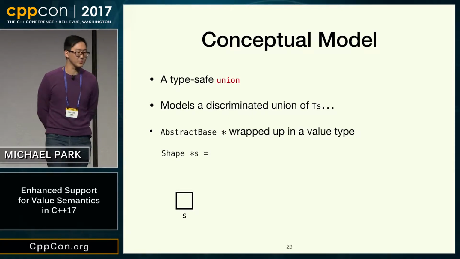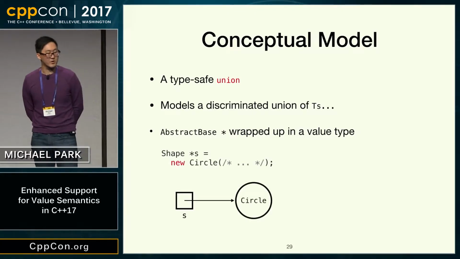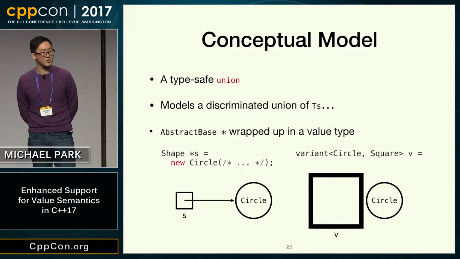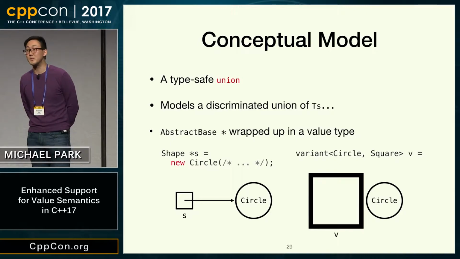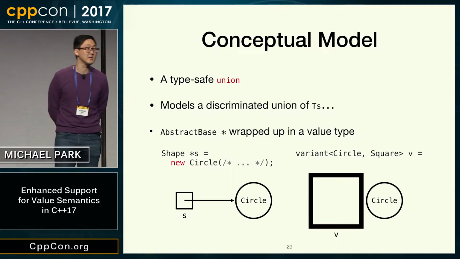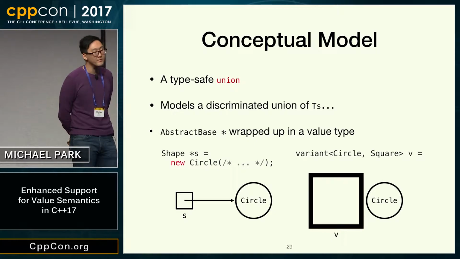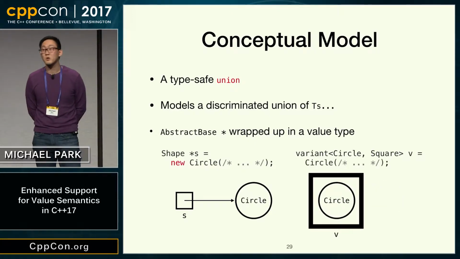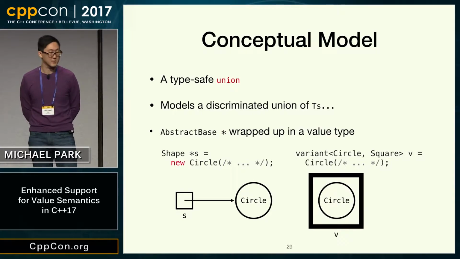So again, we have some shape S, and we construct a circle and assign to it. On the variant side, similar to optional, it's going to store the value in place. So the variant is going to be at least as big as the largest alternative. And then we're going to store the circle inside the variant.